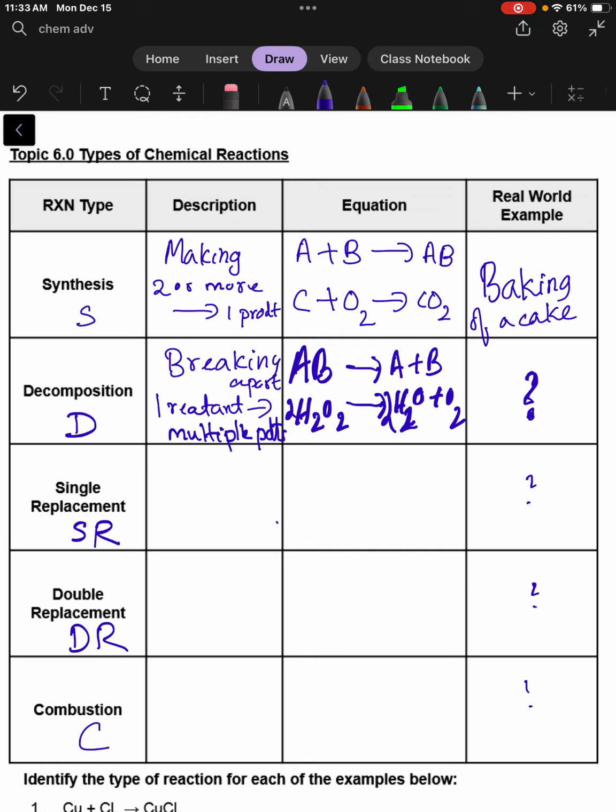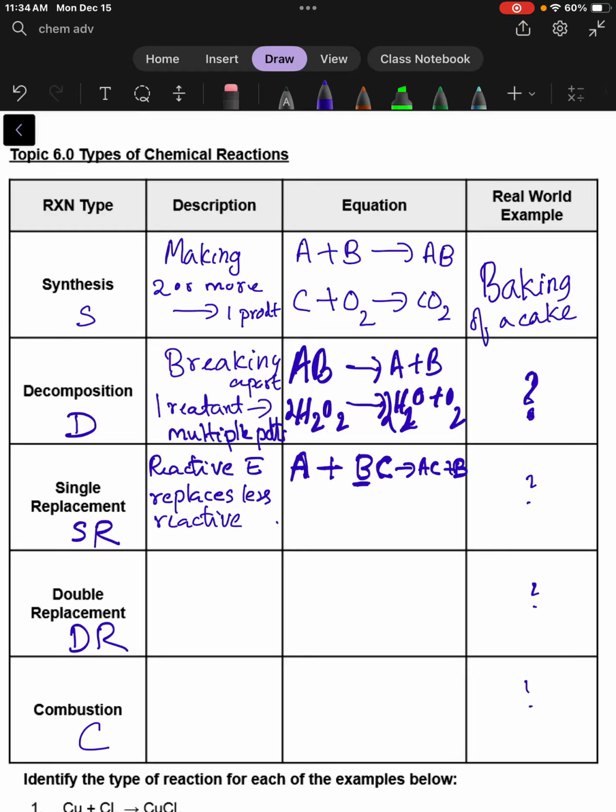Next one, single replacement. Single replacement is based on the activity series. We will study that later in the unit in detail. It says a reactive element replaces a less reactive one from a compound. Say for example, if A is highly reactive, it will replace the other element which is less reactive and form AC, and B will be out.